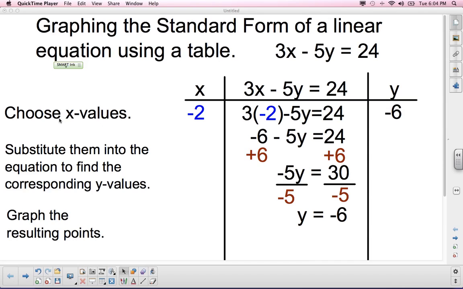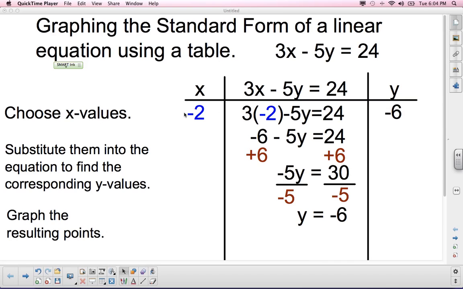So, step 1, you choose some x values. Step 2, you substitute them into the equation to find the corresponding y values. And step 3 is that you're going to graph the resulting points. I will do 3 different points on the graph. This is just the first one.